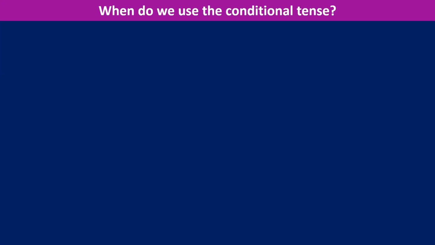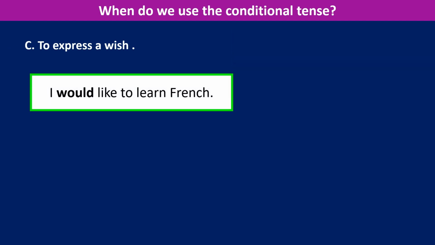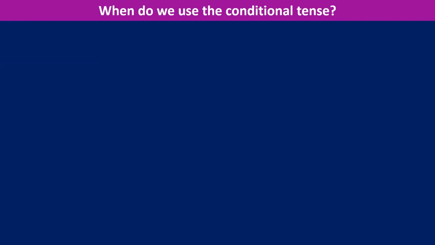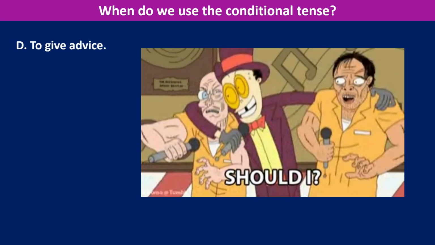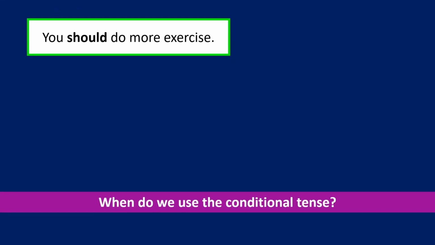Another use is to formulate a wish or express a wish. For example, I would like to learn French. It's something I would like to do, therefore we use the conditional. You also use the conditional to give advice. For example, you should do more exercise.